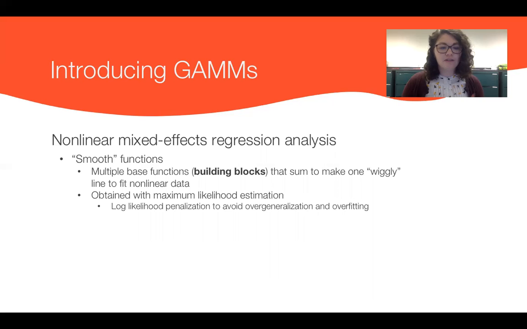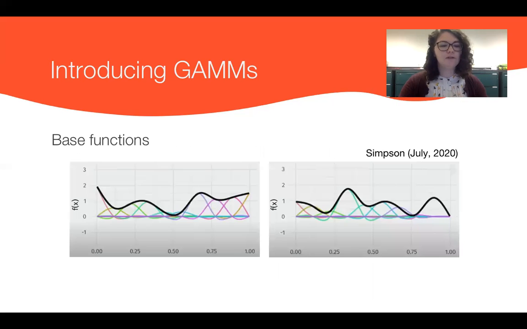This line, this smooth function, is obtained with maximum likelihood estimation, and there is penalization that is incorporated in order to avoid both overgeneralization and overfitting to the data. So I'm going to show you this visual example now.